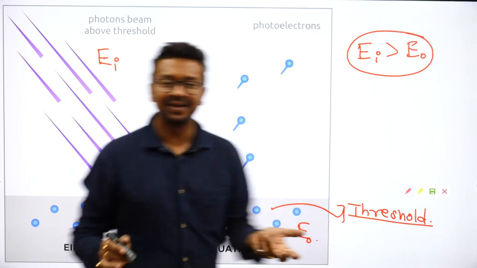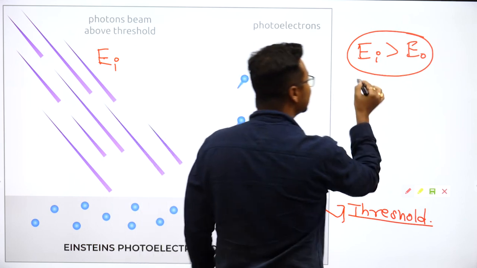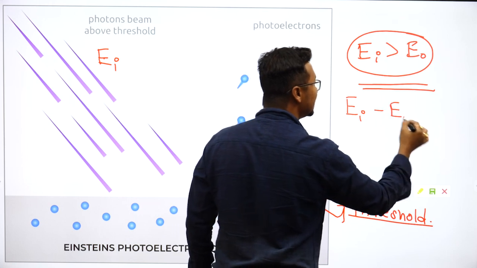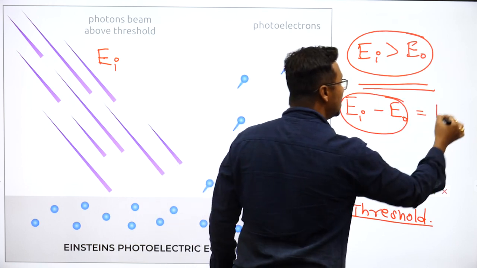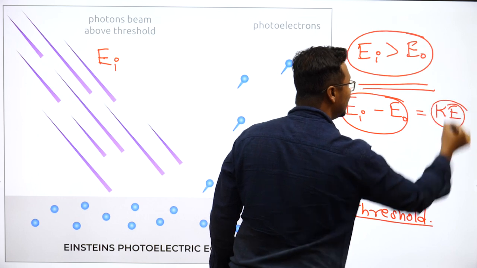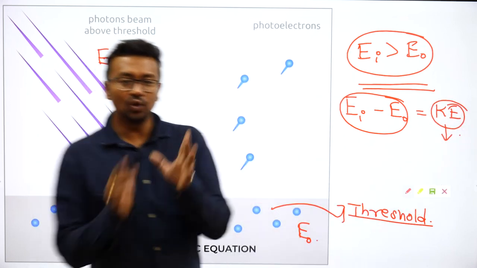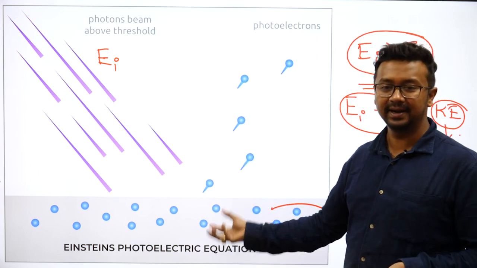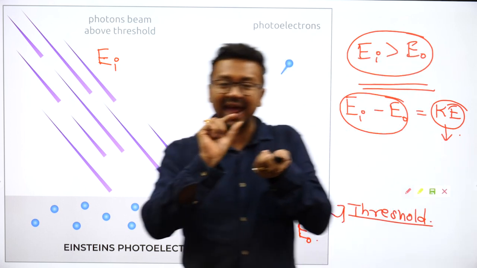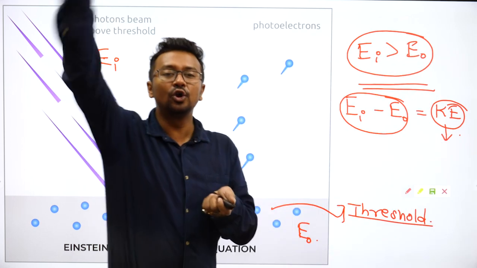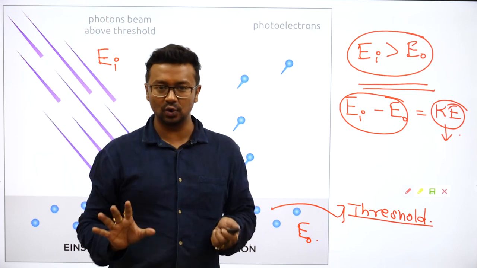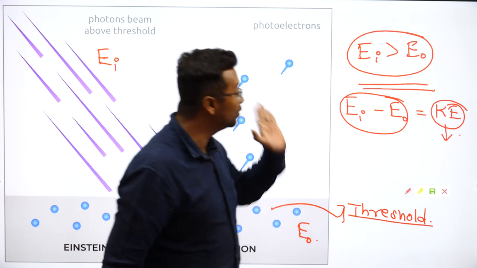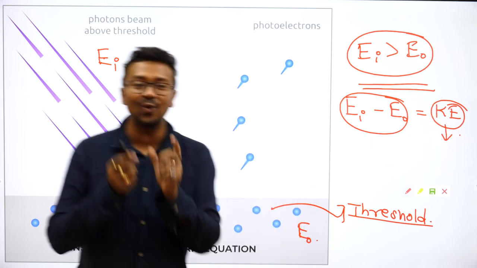Do you know why? Because the excess energy, that is E incident minus E threshold, will be equal to the kinetic energy of the electrons. The excess energy between the incident energy and the threshold, okay? What is the threshold? The energy that it actually takes to go from the nth level to infinity. So that is the threshold. Clear? So the excess energy that is received, where does it go? It goes into the kinetic energy of the photoelectrons.